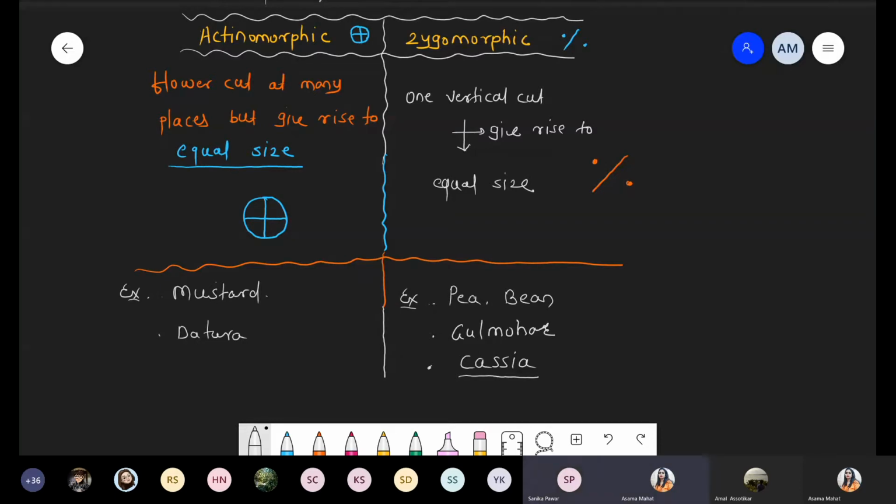In actinomorphic, the flower cuts at many places and gives rise to equal sized parts. What is equal sized? Equal size means, for example, you are taking one flower. Just imagine the rose flower. Rose flower का one cut करो at one specific angle, so it is divided into two. Now one vertical cut, one horizontal cut. So you can divide at any angle, maybe oblique cut, maybe vertical cut, maybe horizontal cut, so it should be divided into two equal parts.